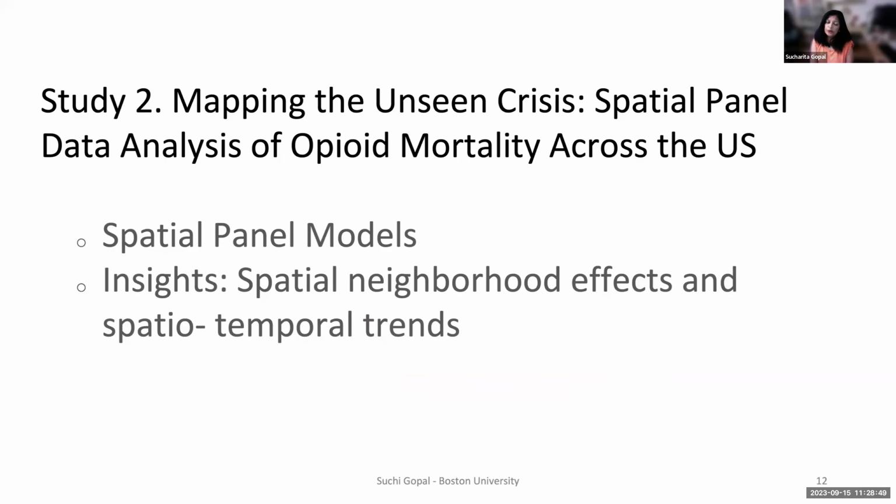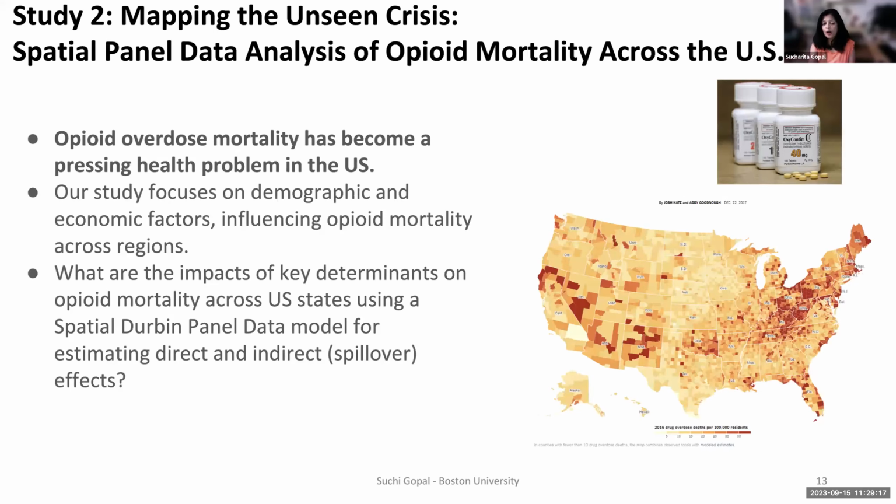In study number two, I'm going to introduce a more advanced technique, which is called spatial panel models. And the insight here is that the spatial neighborhood effects are very important in terms of making a prediction or analyzing opioid addiction and mortality in the US. And we also want to look at space and time together in terms of these spatio-temporal trends. And I'll talk about it in some depth.